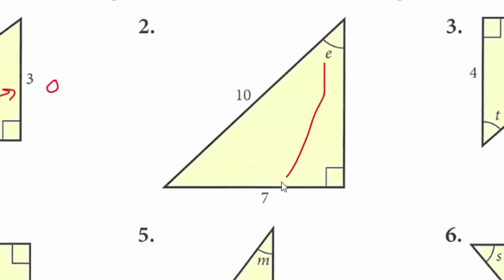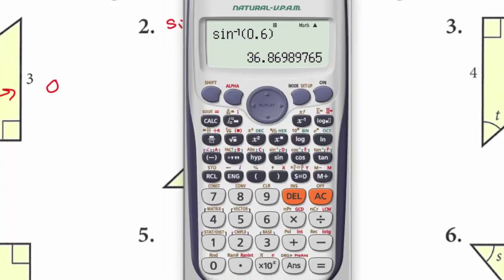Question 2. Two sides are given. According to this angle, the 7 is opposite and this 10 is the longest side. In other words, this 10 is opposite the right angle, so the 10 is the hypotenuse. Then again, we're going to use sine because we have opposite and hypotenuse. Sine of E is equal to 7 over 10. 7 over 10 is equal to 0.7. Now let's use sine inverse.